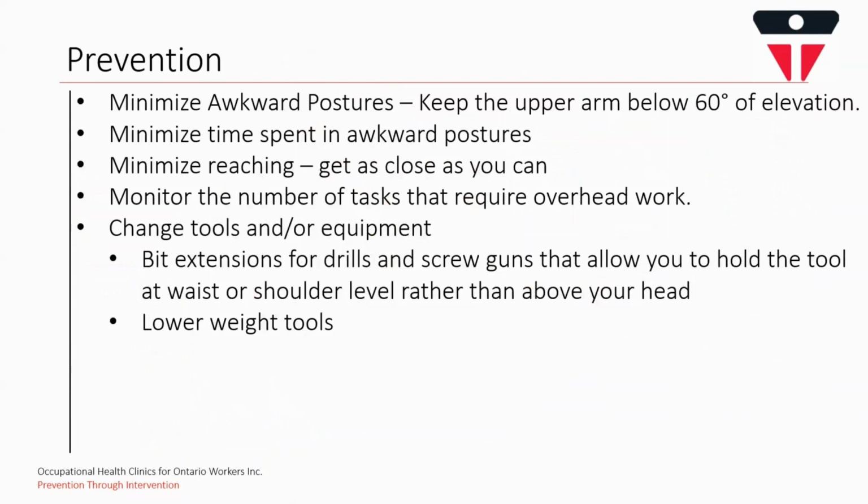So how can we prevent these shoulder injuries from happening? Well, we want to try and minimize awkward postures. Keep the upper arm below 60 degrees of elevation. Minimize the amount of time we spend in those static, awkward positions. Minimize reaching. Get as close as we can to the task we're performing. Monitor the number of tasks that require overhead work. Modify our tools and equipment, using bit extensions for drills and screw guns that allow you to hold the tool at waist level or shoulder level rather than above your head. Consider tools that weigh less.